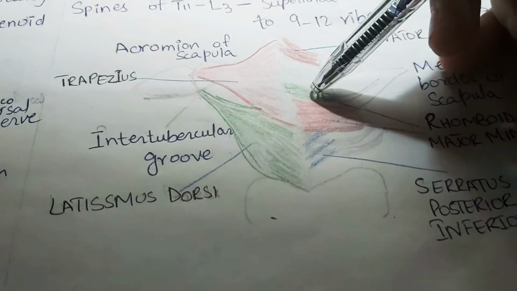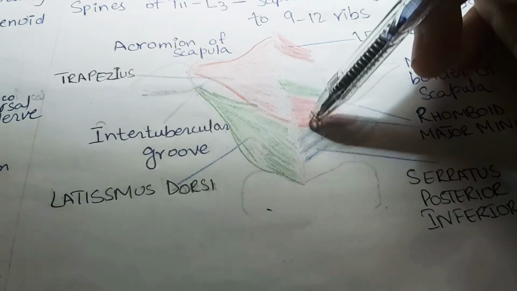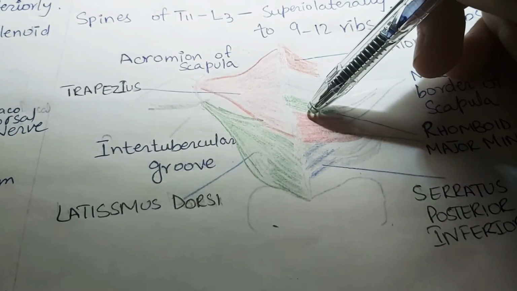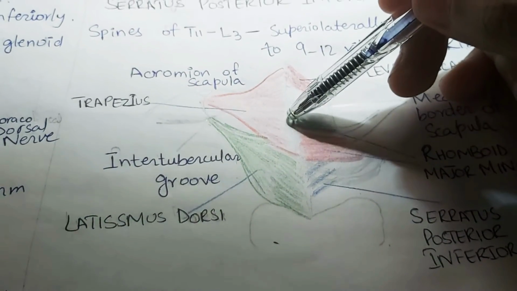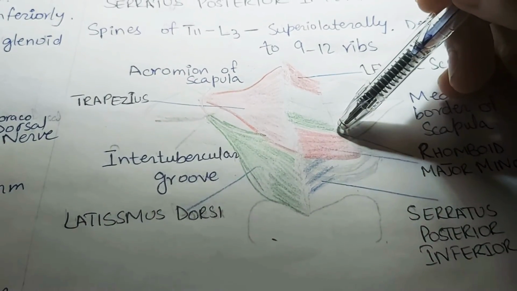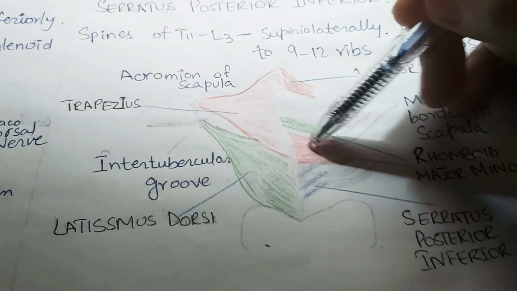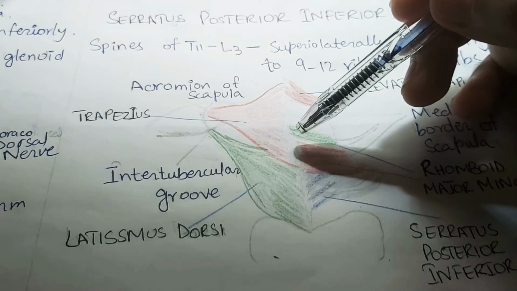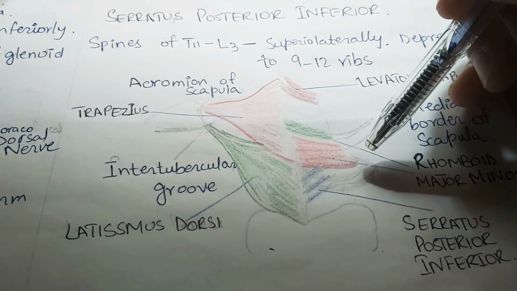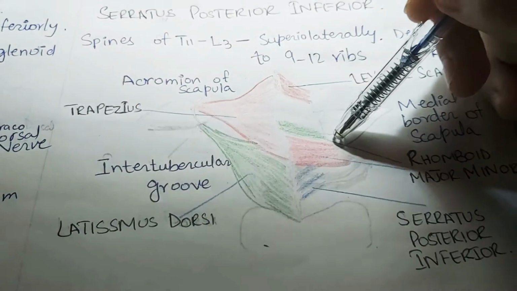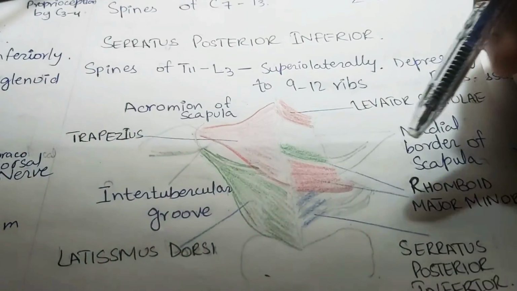Now we have rhomboids. We have two sets of rhomboids, minor and major: minor superiorly and major inferiorly. Minor is basically just a small band of muscle which starts from C7 and ends at T1, and again it joins the medial aspect of the scapula and does the retraction. Rhomboid major is the big one. It starts from T2 all the way down to T5, and then again ends at the medial surface of the scapula. Both rhomboids are supplied by the dorsal scapular nerve.